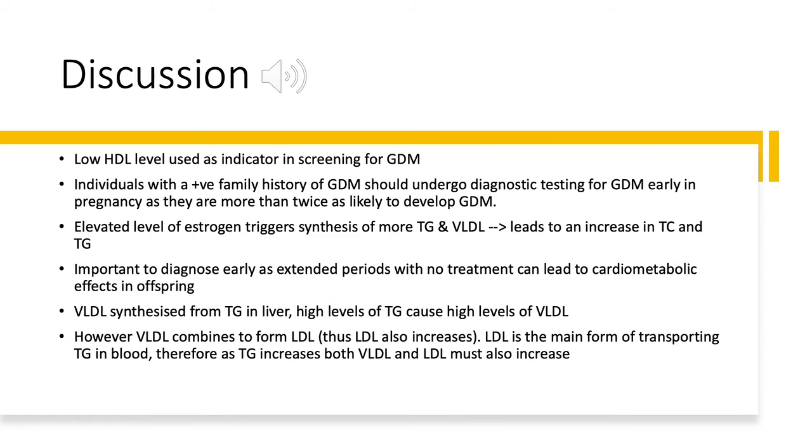occurring in offspring. The level of VLDL increases as TG increases, as VLDL is synthesized from TG in the liver, thus as TG increases, so does VLDL. From this increased level of VLDL, the level of LDL must also increase, as VLDL combines to form LDL. LDL is the main form of transportation of TG in blood. Thus, as there is more TG, this synthesizes more VLDL, which allows the formation of more LDL to transport the initial increased amount of TG.